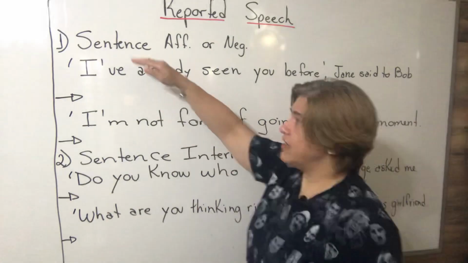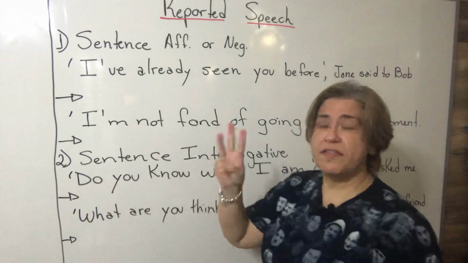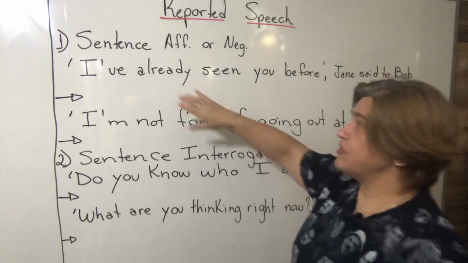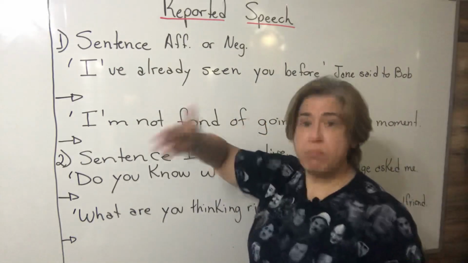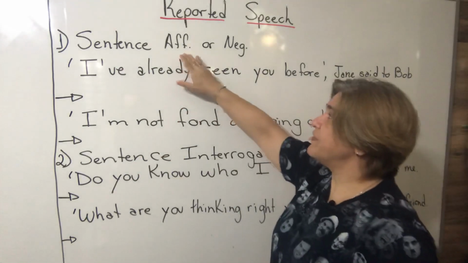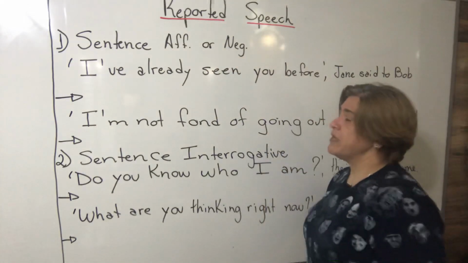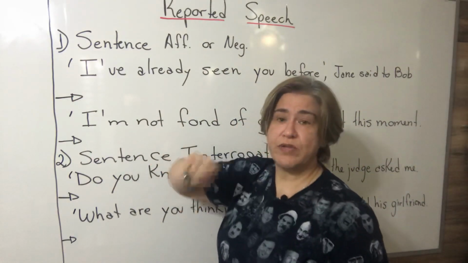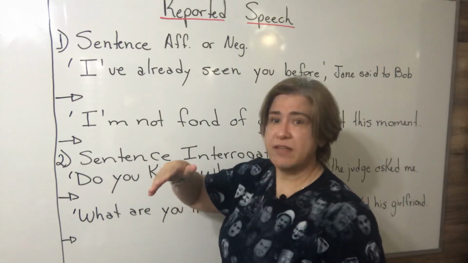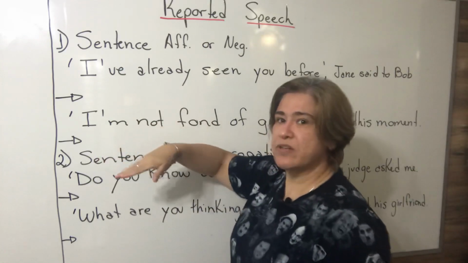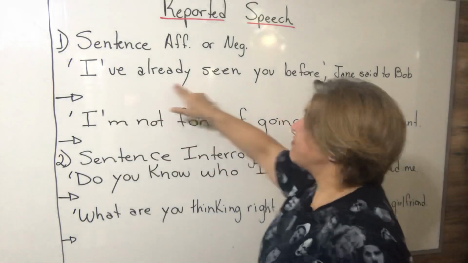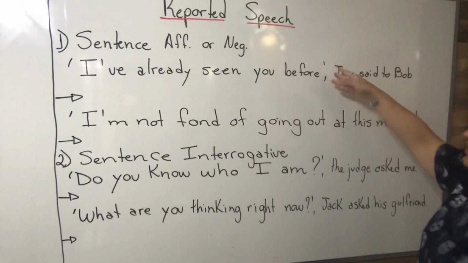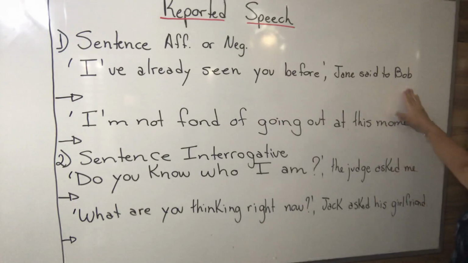Okay, there are three modes of reported speech. The first mode is when we are going to report a sentence which is affirmative or negative, okay? Here, it's like in Brazil, where we use the travessão, so the person is speaking, right? So I'm copying exactly the words that this person is speaking: "I've already seen you before." Finish the quotation. Jane said to Bob.